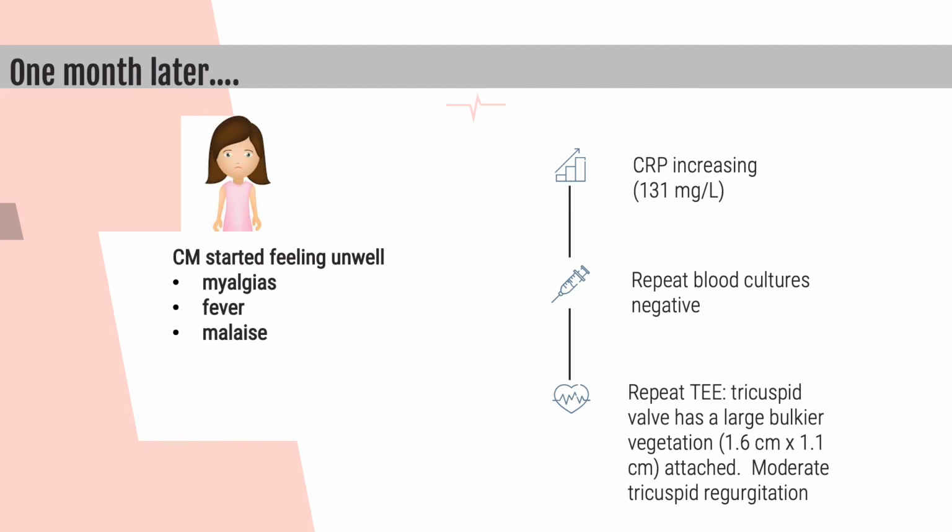A repeat blood culture showed no bacteria, but a repeat TEE unfortunately showed that the tricuspid had a larger, bulkier vegetation than before and was now measuring 1.6 by 1.1 centimeter. Her physician could not identify any other cause of bacterial or viral infection which could explain CM's clinical presentation or rise in CRP. This, coupled with the concerning change on the TEE, led us to our question in practice.